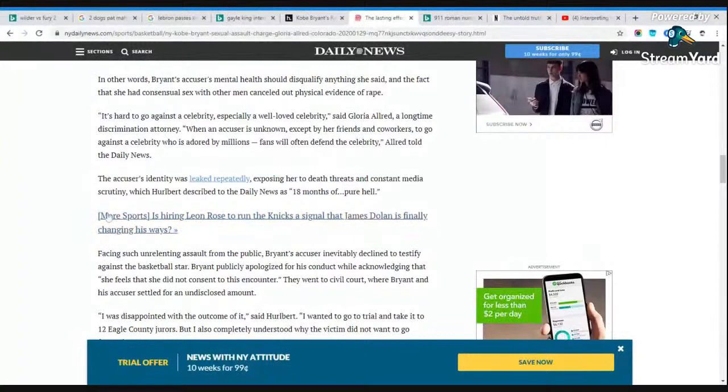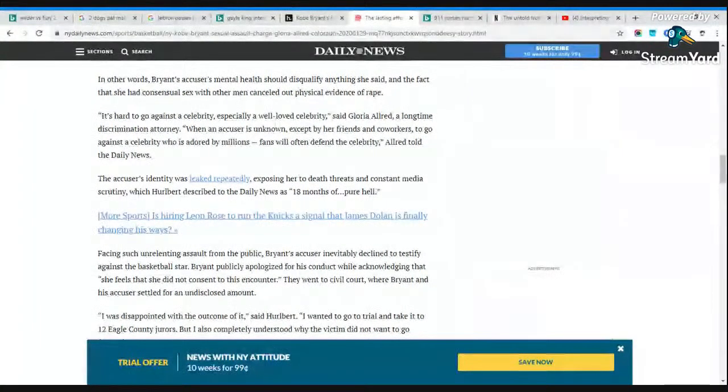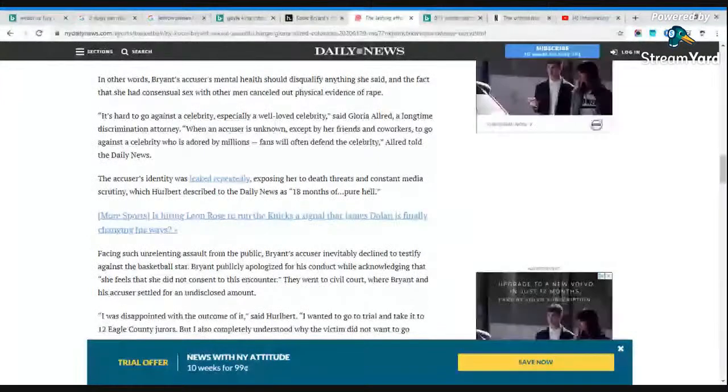Yeah, so during the case, the accuser's identity was leaked repeatedly, exposing her to death threats and constant media scrutiny, which Hubbard describes to the Daily News as 18 months of pure hell. So I know y'all been hearing that Gayle King, she been receiving death threats lately too. What they don't realize is they messing with a 22. They messing with that 22 energy. That's a beloved figure. You know what I'm saying? That's John F. Kennedy. You feel me? That's John Lennon. It's Martin Luther King. These is beloved figures in Americans' eyes.